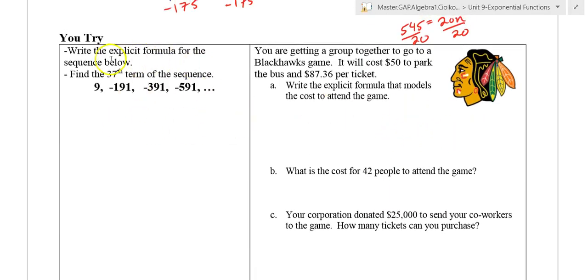Alright, working through here. This is just writing the sequence like we did above. Here's more of an application problem. So I would say pause the video right now and go ahead and try these problems. What I'm going to do is go ahead and just work through these real quick here.